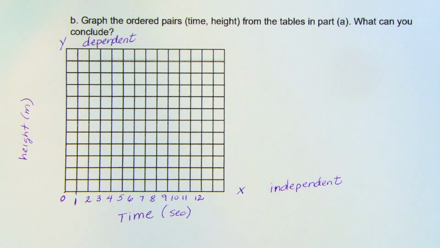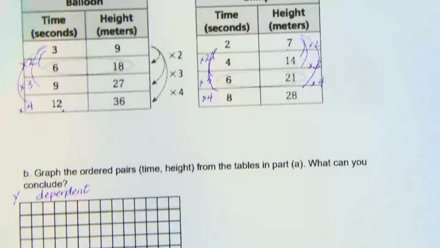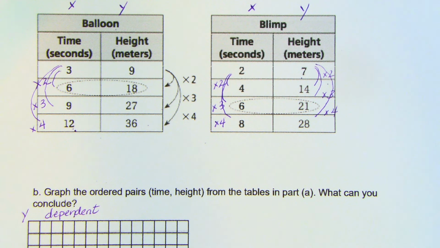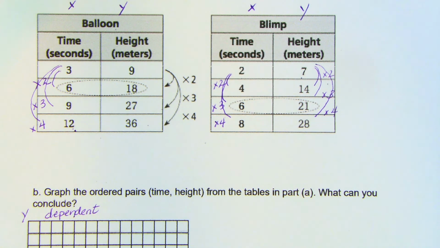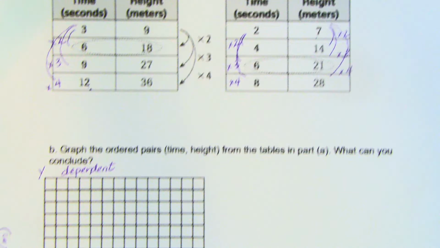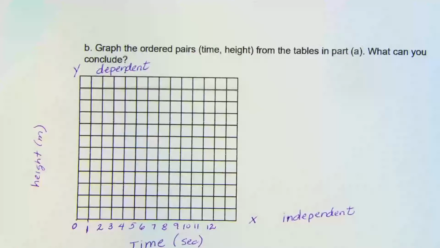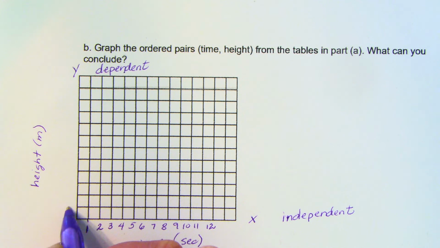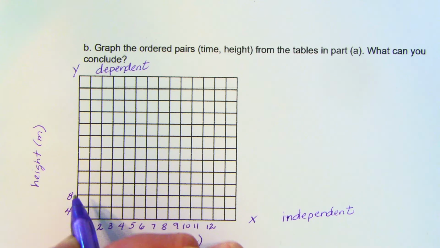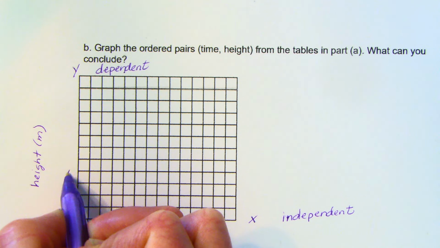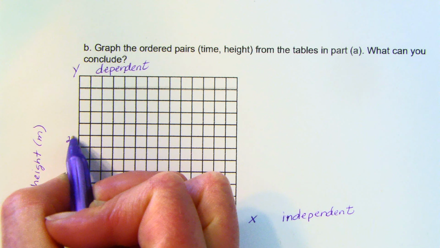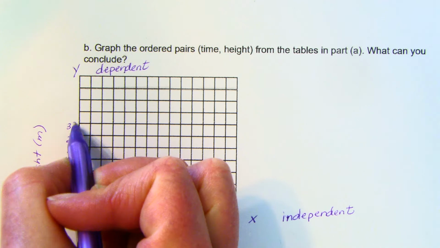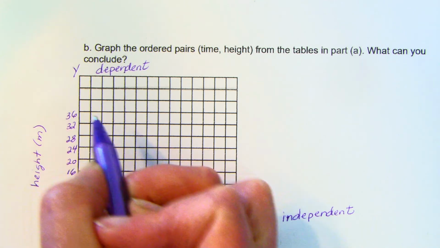All right, then we need to choose a scale for our y-axis. So looking down here, your y-axis goes up to 36. I think that we need to count by 4s. All right, we count by 4s. That'll graph nicely. So starting with 4, 8, 12, 16, 20, 24, 28, 32, 36.